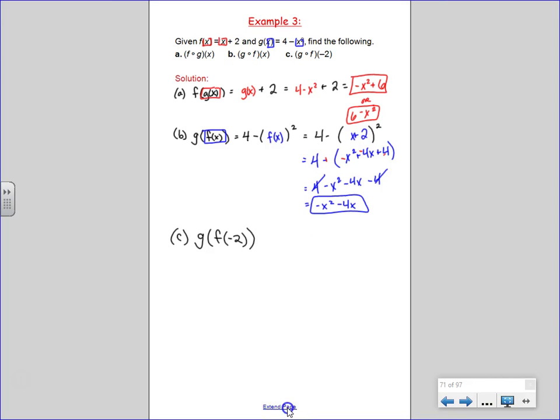So you have the negative squared minus 4x, right? Previous problem. And then you plug in negative 2. Just kidding, I forgot 4x. Okay.